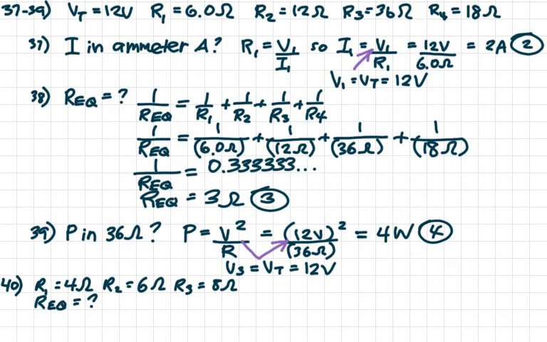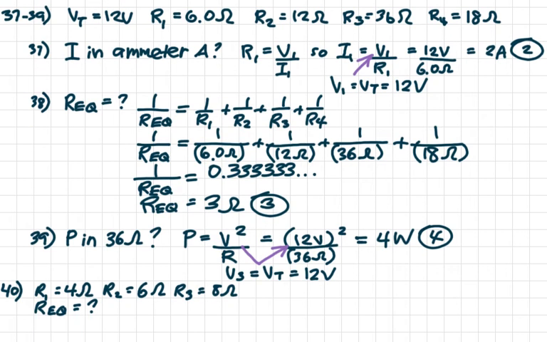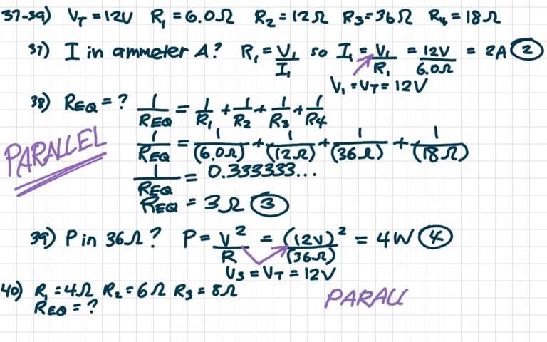All right, so on 40, they give us 4, 6, and 8 ohms connected in parallel. I did not identify 37 through 39 as being parallel. Here we go, parallel. And same thing for this one, I broke my own rule where you had to identify the circuit first. My bad. They say 40, you got 4, 6, and 8 ohms connected in parallel, and they want to know about the equivalent resistance.